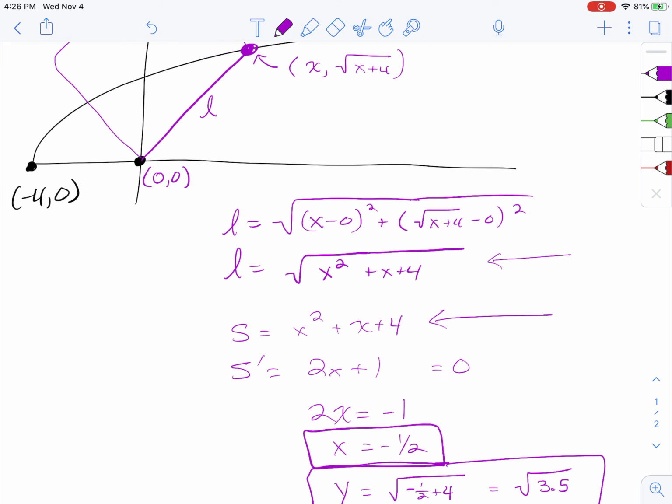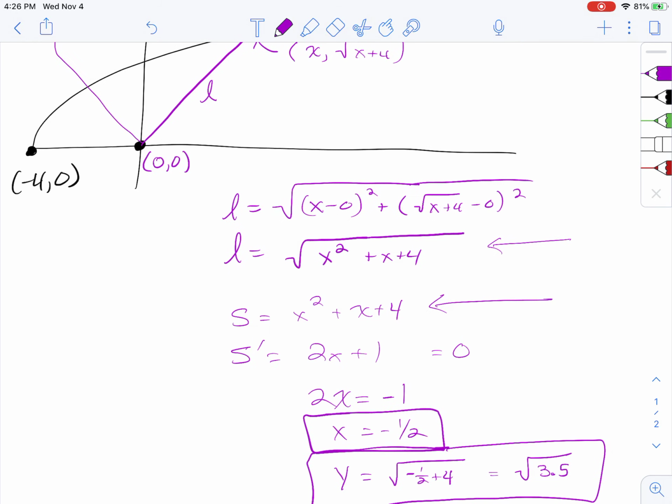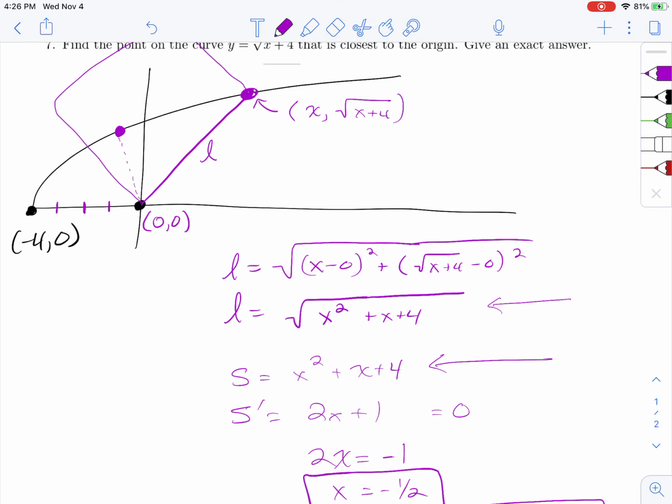And that makes good sense. If you come back up here and graph that, x is minus 1/2, so that means somewhere right about here. And it makes good sense that this is going to be the point that's closest to the origin. If you were to graph this out on Desmos and look at it real closely, you could see that. In fact, if I were to draw the tangent line in here, it would make a right angle.